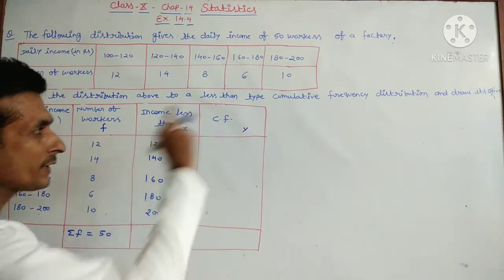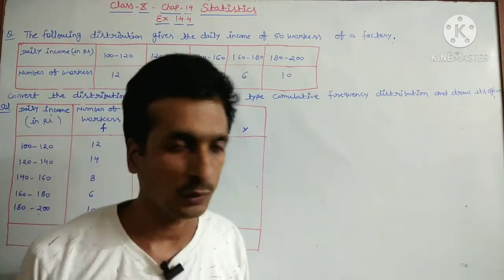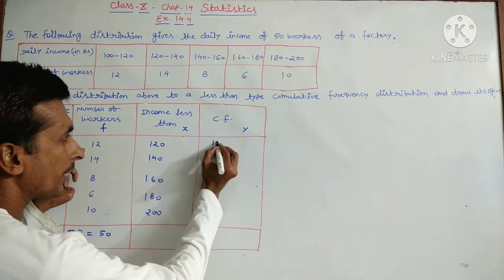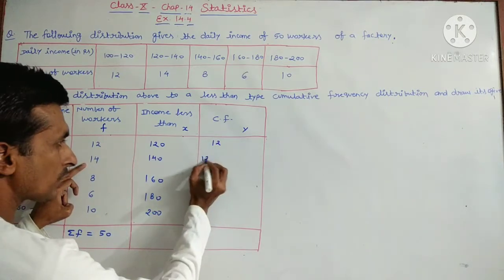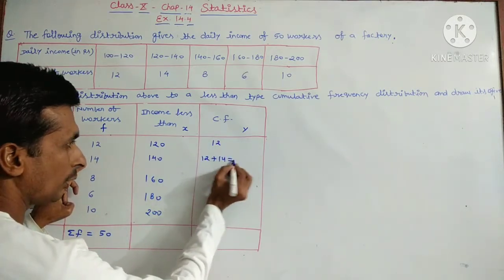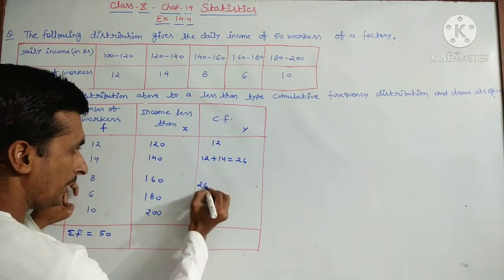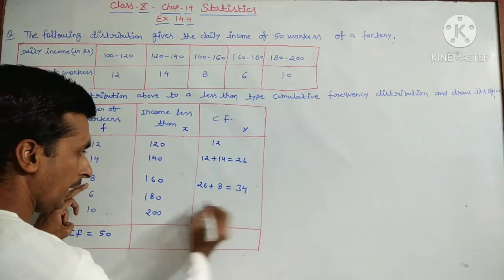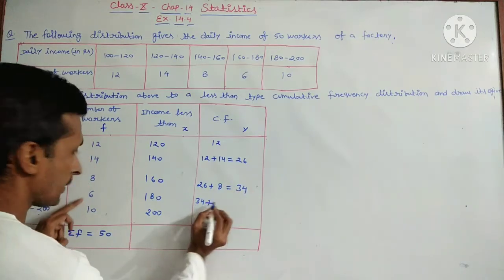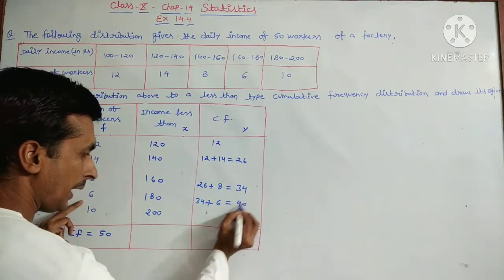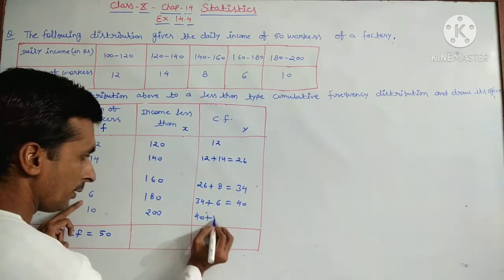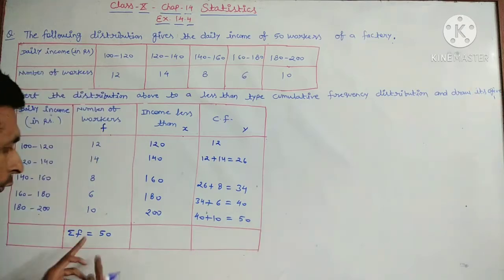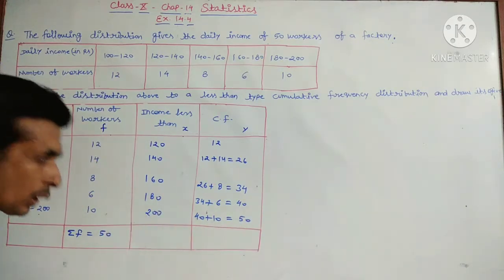You have to find the CF, that means cumulative frequency. So the first value you will take as it is, 12. Now the next value, 12 plus 14, how much? 26, and 26 plus 8, how much is it? 34, and 34 plus 6 is 40, and 40 plus 10, how much? 50. Okay, 50 is equal to 50, so both are equal.